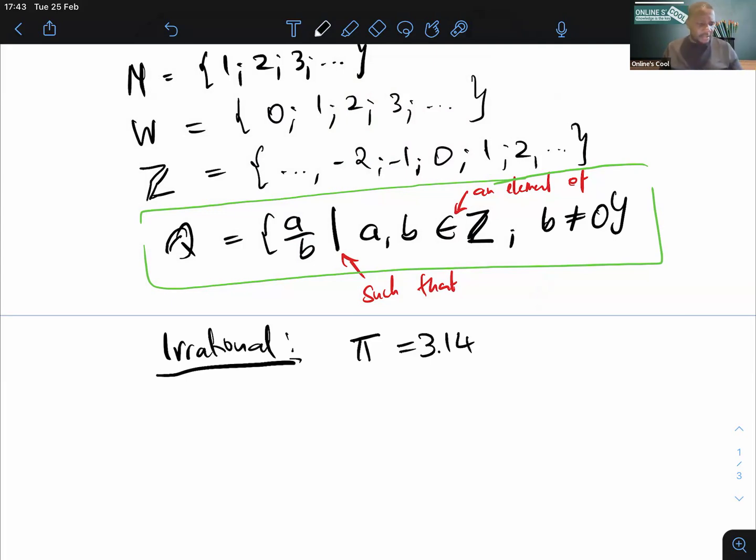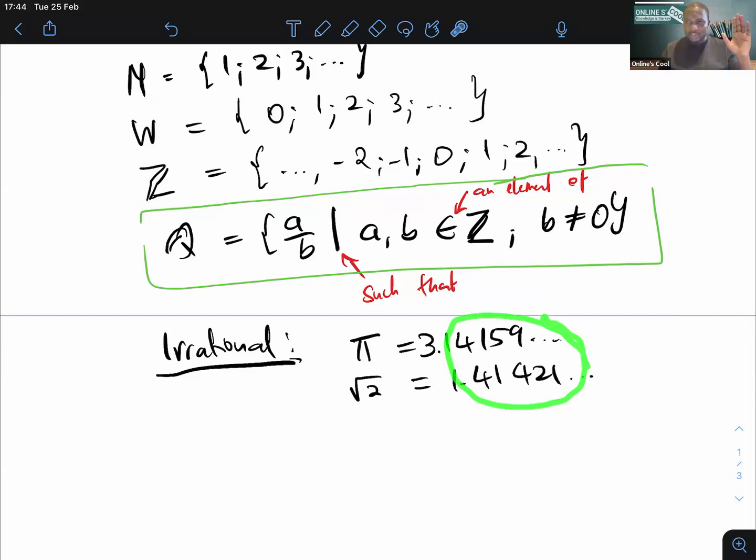The number is 3.14159 going on. We've got things like the square root of 2. The number is 1.41421. So even these numbers cannot be written in the form A over B. You can write them as decimal numbers. And what you notice when you write them in decimals is that the decimals don't seem to show any pattern whatsoever. They're just random. You can't predict the next number by knowing the number before.